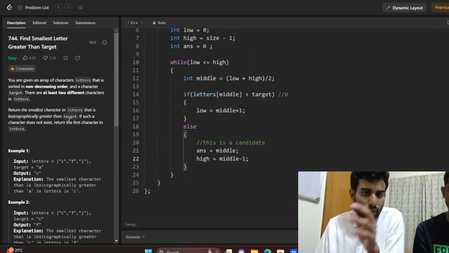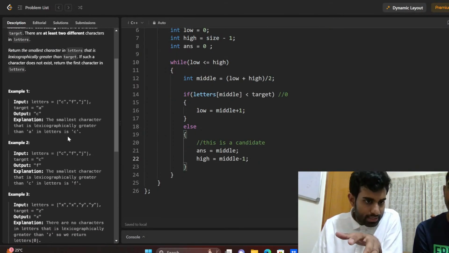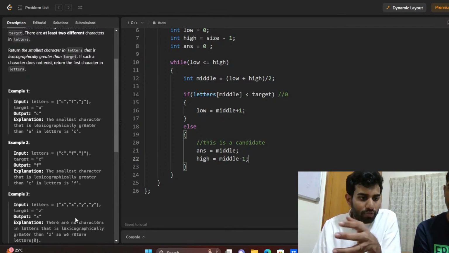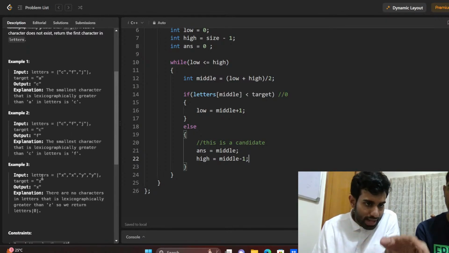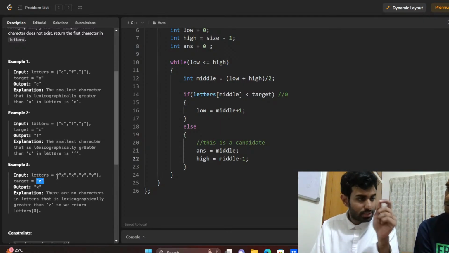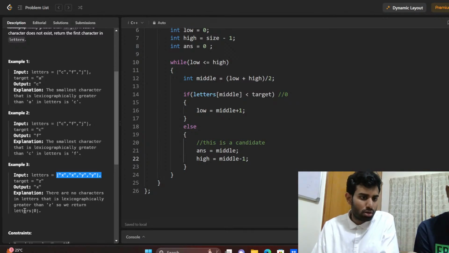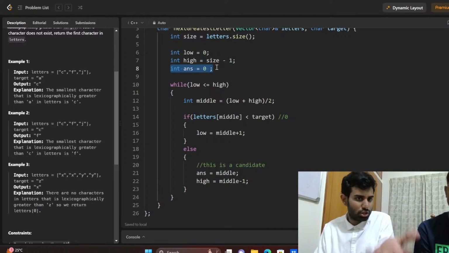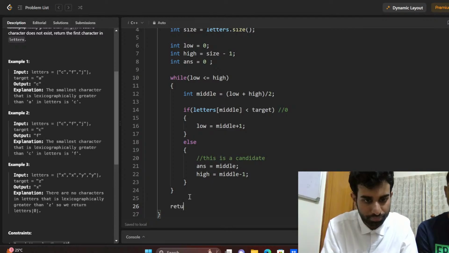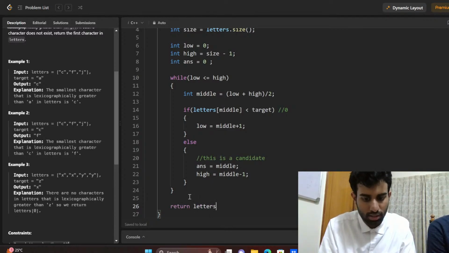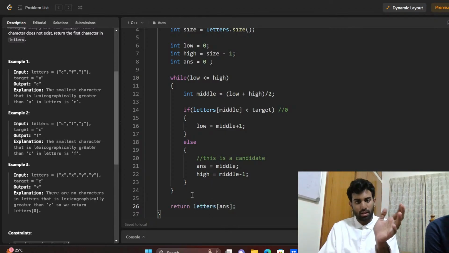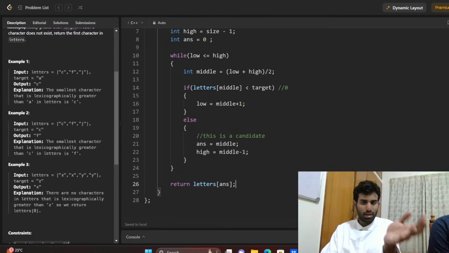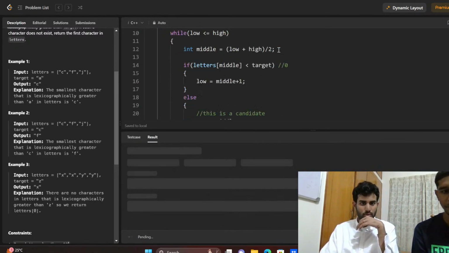And one thing that we need to look at: there is also a case where you do not find anything. For example, in this third example, letters is X, X, Y, Y, and target is Z. Since you did not find any character greater than Z in the given array, it tells you to return letters of zero itself, which is the first character. That's why I initialized the answer as zero at the start. So if I return letters of answer, it also handles that corner case, because in case I do not find anything here, it would default to that. So let's run it and check whether this will work.